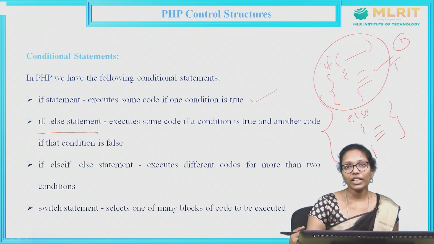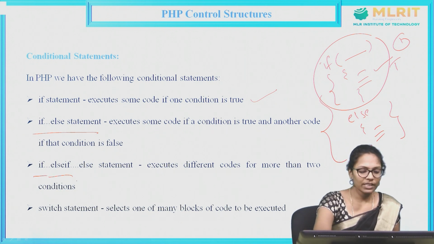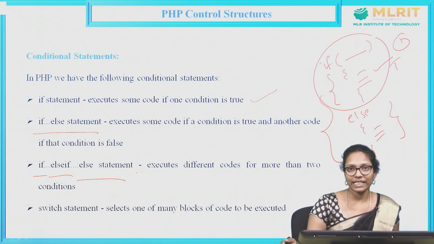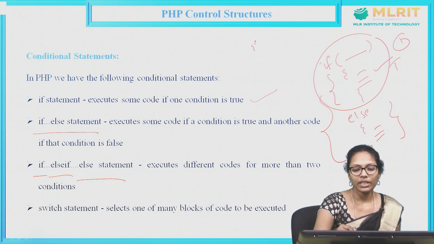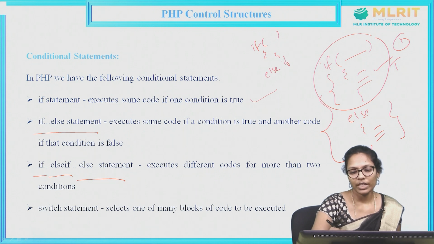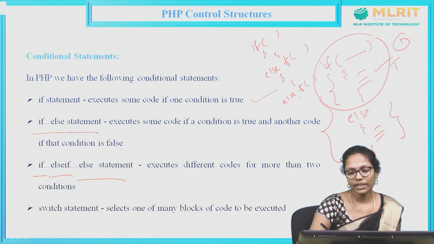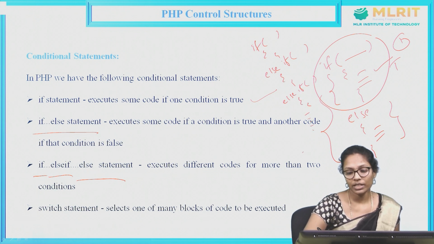Next, if I have more than two conditions, then I need to go with the if else if statement, which is also called the else if ladder. Initially I write one condition using if, then the second condition using else if, and the third condition again using else if. Like this you can write any number of conditions, and the last block will be the else block.